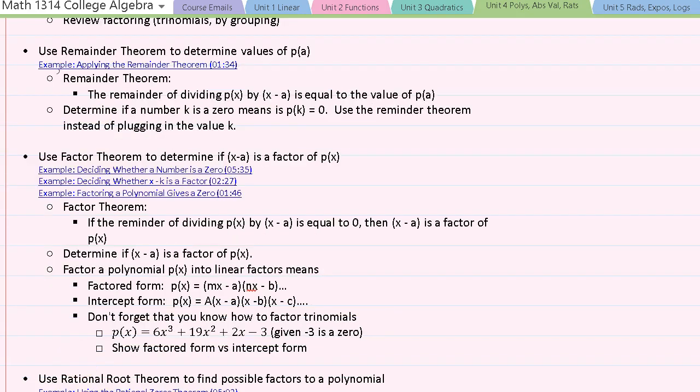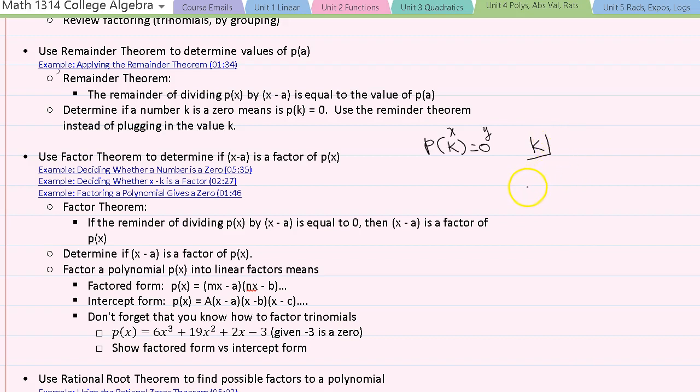You will be asked to determine if a value or number, say k, is a zero of a polynomial. This means we want to know that if we plugged in k into our polynomial, p of k is equal to 0. We want to know if a particular x value will result in the y value of 0. We can plug in our value of k into our polynomial, or we can use synthetic division, where we would put the k value into our small box when we set up to do the synthetic division.